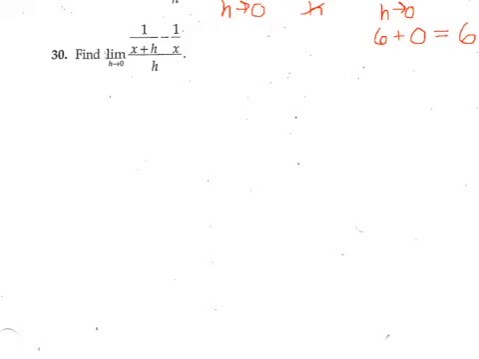For number 30, we have the limit as h approaches 0 of 1 over x plus h minus 1 over x all over h. This is a complex fraction that we need to simplify first. And to simplify a complex fraction, we multiply by the common denominators. So we have x plus h, and we have an x, so we want to multiply each term by x times x plus h.